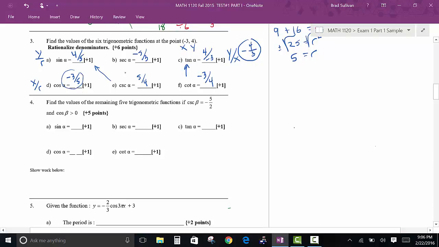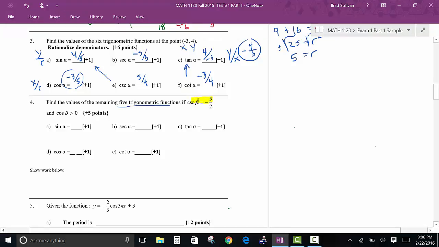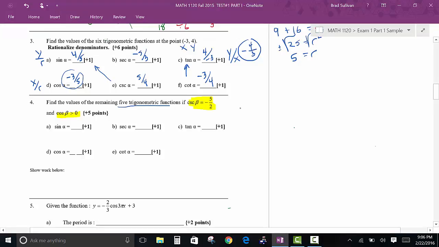All right, so number 4, what I'm doing on this is we're going to find the values of the remaining 5 functions, and I've given you 2 clues on the problem. First clue I gave you is this is the value of the cosecant, and I've given you the fact that the cosine of that same angle beta is positive. So what you can do is put these 2 things together to reason out what we have.